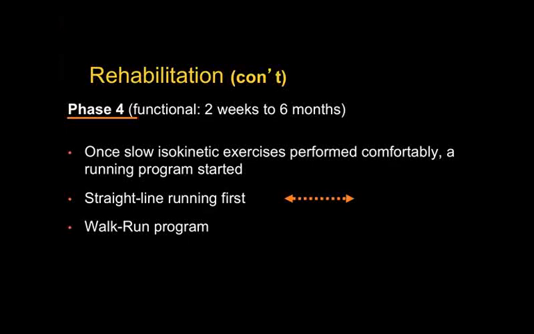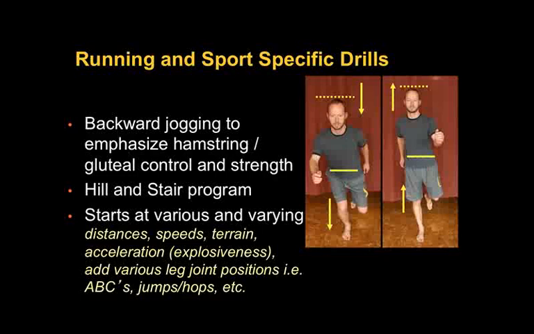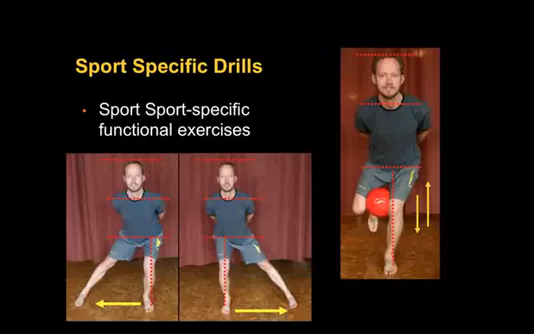Phase 4, once they show isokinetic exercises comfortably, looking at running programs, straight line running first, back and forth program, backwards jogging to emphasize hamstrings and gluteal strength and control, hill and stair program, starting at various starts and varying distances, speeds, different terrains, acceleration, different explosiveness, adding various leg joint positions, i.e. doing ABCs with running, hops, jumps, etc. with the running. All those things lead to sport-specific drills.